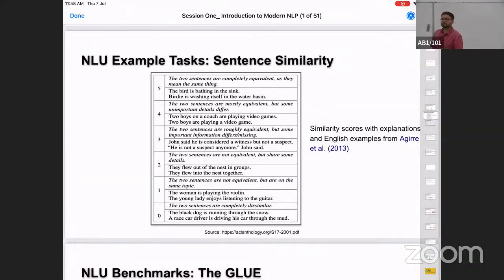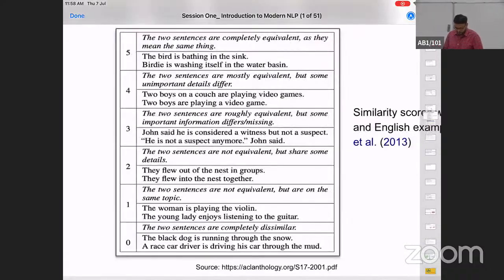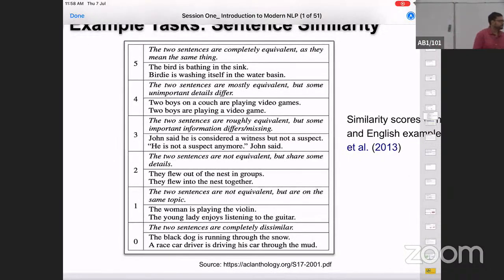So this task deals with this problem: given two sentences as input, can we come up with a yes or no kind of label, whether these two sentences are similar or dissimilar? Let us make it even more difficult. Let us assign different levels of similarity. Maybe you can just read this example. Start from the bottom. Read these two sentences and the associated explanation.